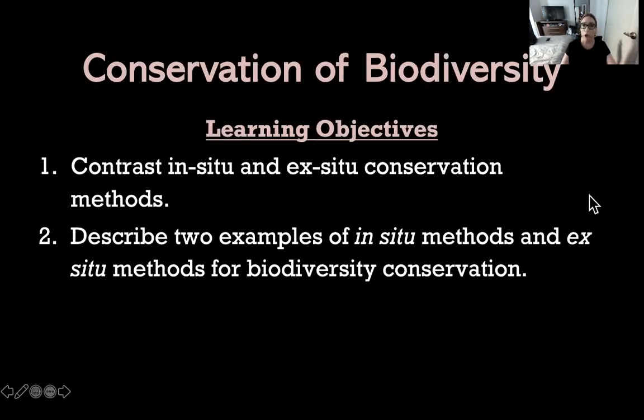Okay, the final part of this lecture is conservation. How do we conserve biodiversity? We know what biodiversity is now. We know how important it is. We know what threatens it, but how do we conserve it? So for your learning objective, you will have to be able to tell me the difference between in situ and ex situ conservation and provide 2 examples of each.